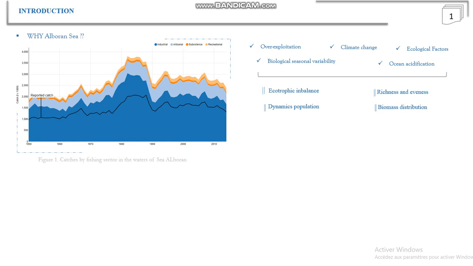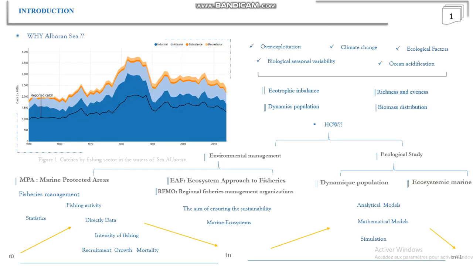So to solve that, we have firstly the environmental management, which means the integration of the plan management of those species that focuses on their sustainable development, or the ecological study by an ecosystemic study or an evolutionary study, which is our mission here.